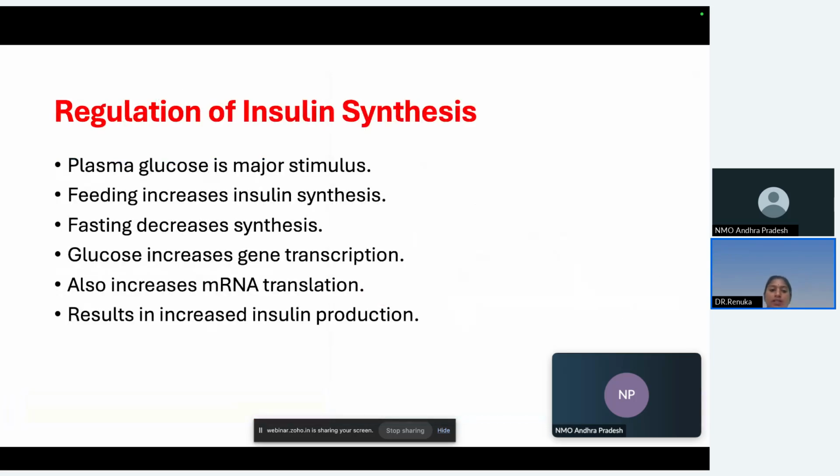Regulation of insulin synthesis. Plasma glucose is the major stimulus. We have read that whenever we consume food, whenever the glucose is raised, insulin secretion will be stimulated. Feeding increases insulin synthesis. Fasting decreases insulin synthesis. In fasting, no glucose is produced, so insulin is not needed. Glucose increases gene transcription, also increases mRNA translation, resulting in increased insulin production.